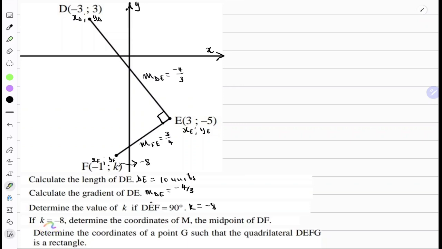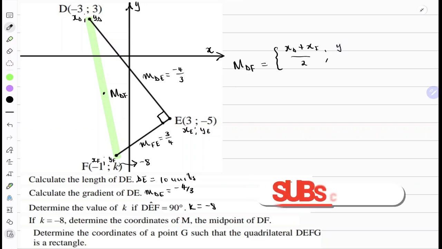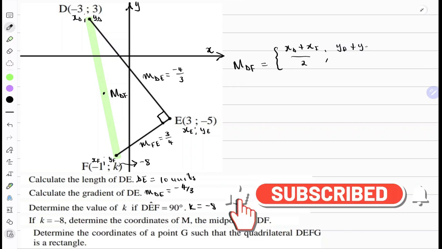So the next question says, if k is equal to negative 8, determine the coordinates of M, the midpoint of DF. So we can establish the line DF is this line here, and we need to find its midpoint. So we can say the midpoint, capital letter, notation is important. The midpoint of DF is equal to (XD plus XF over 2, YD plus YF over 2).